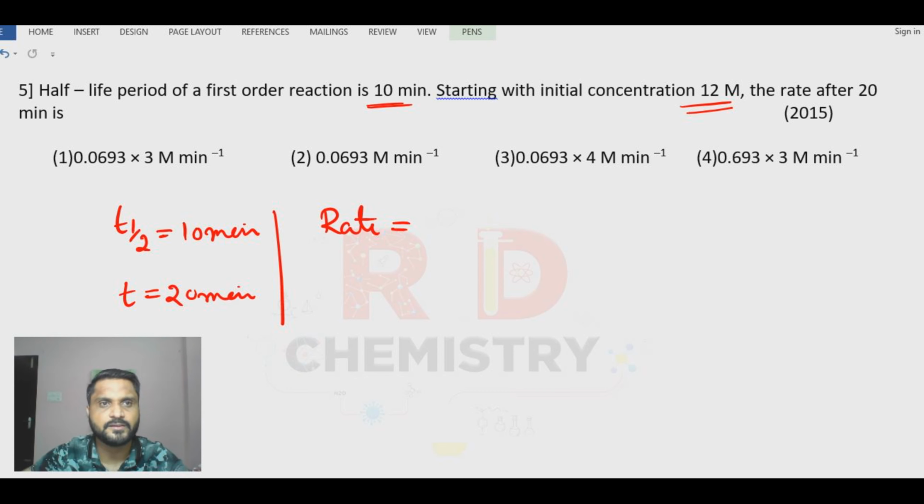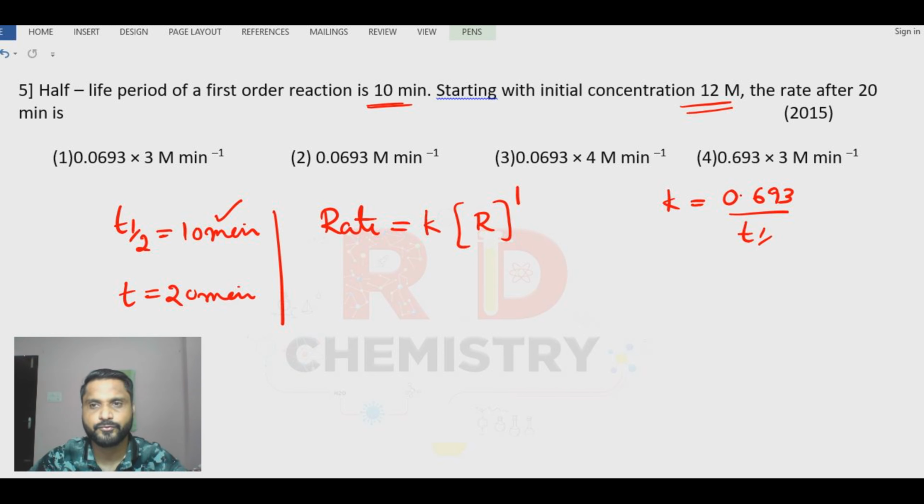So rate is equal to, since it is a first order reaction, rate is equal to K into concentration of the reactant to the power 1. So first order reaction. So we have to find out K and we have to calculate the concentration after 20th minute. Okay. So we have given T half is equal to 10 minutes. We can calculate K is equal to, for first order reaction, 0.693 divided by T half. Correct. Which is equal to 0.693 divided by 10, which is equal to 0.0693. Correct.